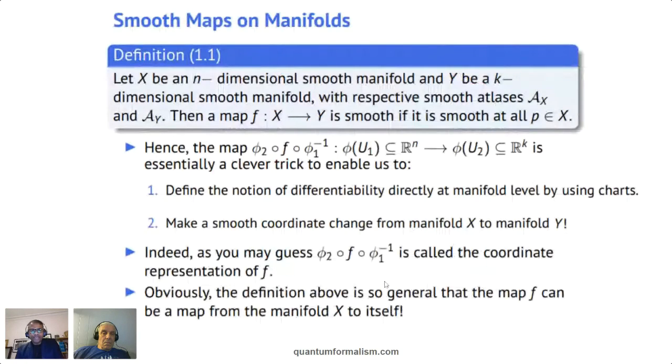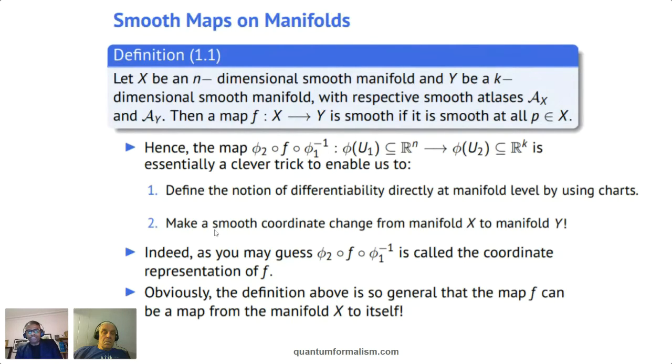And then, that's a map being smooth at a point. To generalize it, we say that the map is smooth if it is smooth at all points in the manifold X. So if it satisfies the conditions that we have just seen, we say it's smooth. In a nutshell, this composition, as you can see, essentially enables us to define the notion of differentiability at a manifold level. So that's the good takeaway.